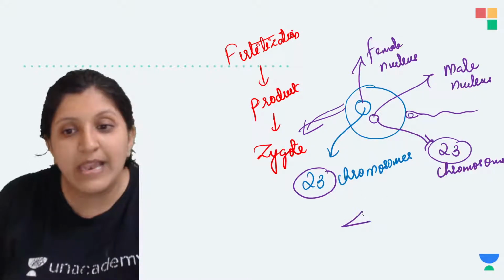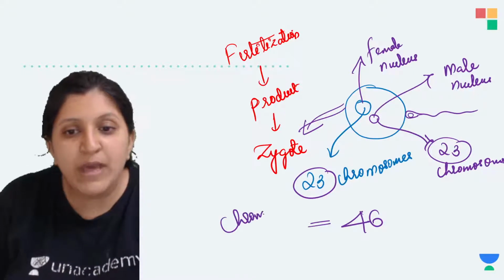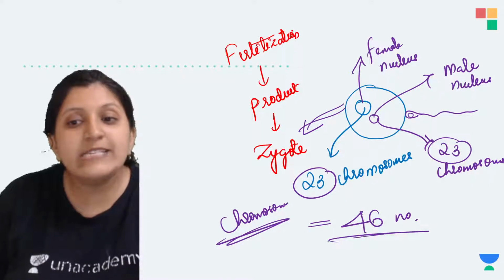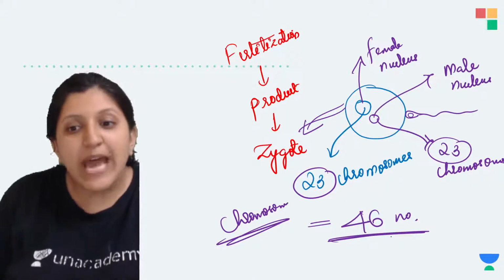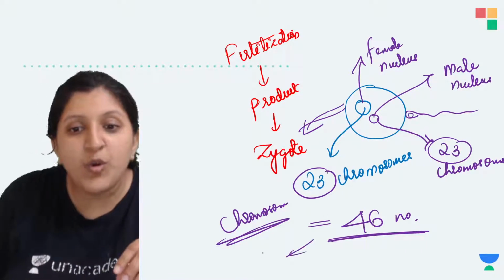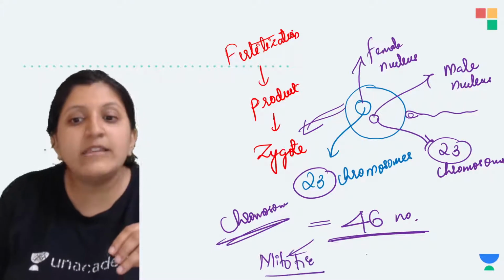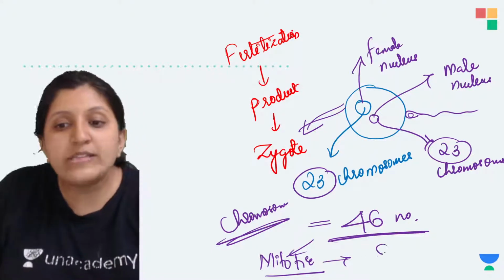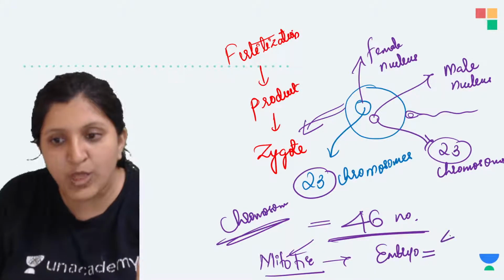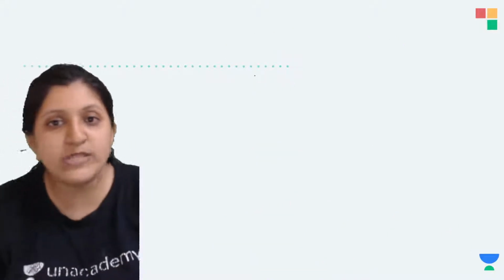So what is the normal chromosome number of a human? 46. So the 46 number is maintained in a zygote. This zygote is going to undergo mitotic division, that is mitosis. Once the embryo formation occurs under the mitotic division, all the cells in that embryo are going to have 46 chromosomes. How exactly is this possible?